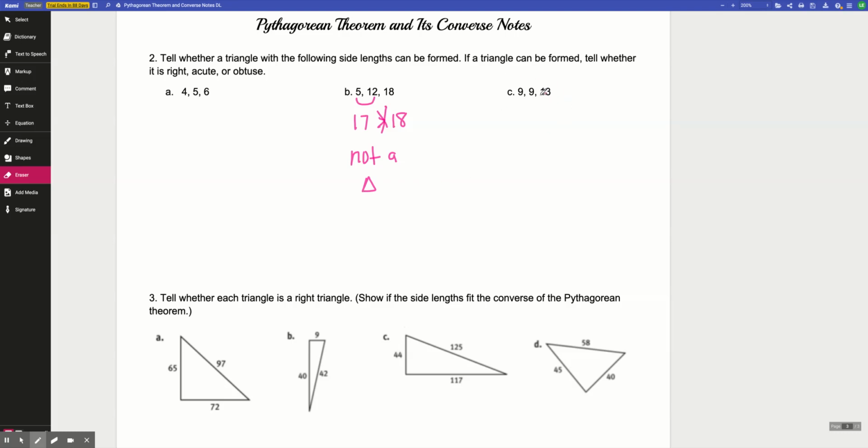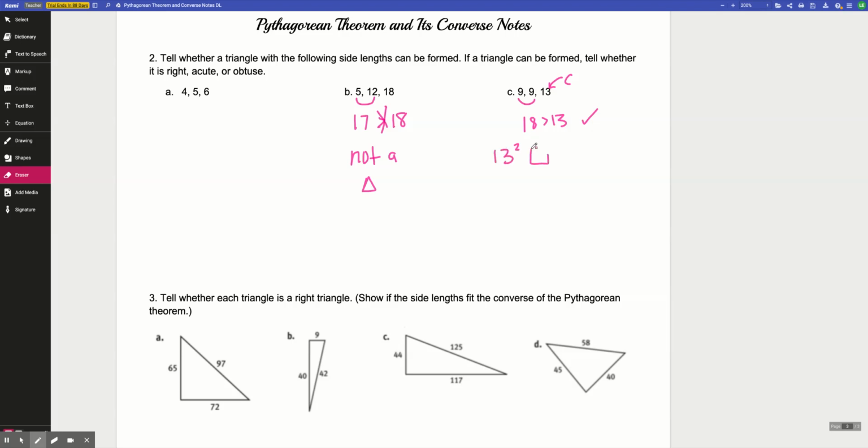For part C, right, this one does pass the triangle check, right? 9 plus 9 is 18, which is greater than 13. So I can say check, that's what I want. So now I can plug these values into the Pythagorean theorem and see what happens. Remember, the longest side is C, and because this is a converse problem, I'm going to list that first, right?